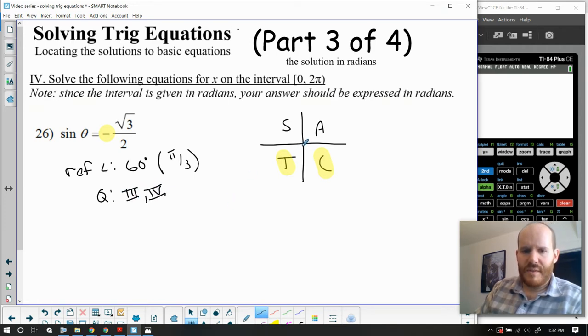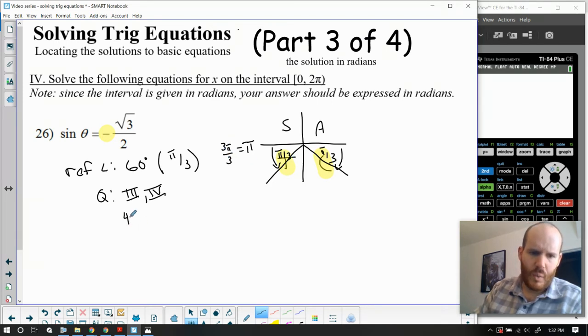From here, I'm going to have to place a pi over 3 angle in each of those quadrants and interpret them as my two quadrant answers. So here I'm going pi over 3 past pi. Now pi is really the same thing as 3 pi over 3. If I'm going one third past that, I'm increasing by one more third, so I should have 4 thirds altogether. That would be my quadrant 3 answer.